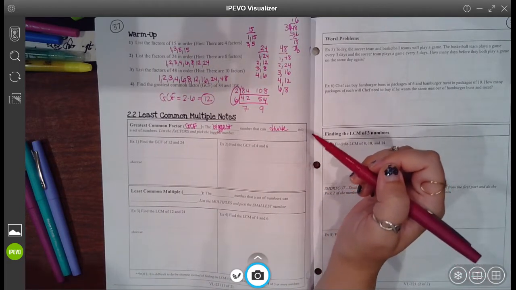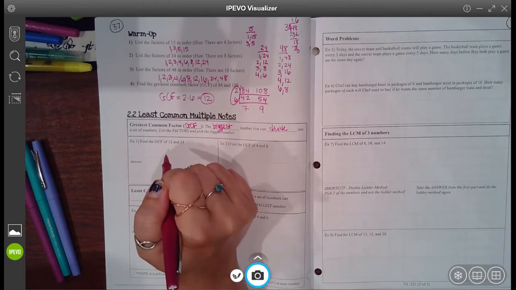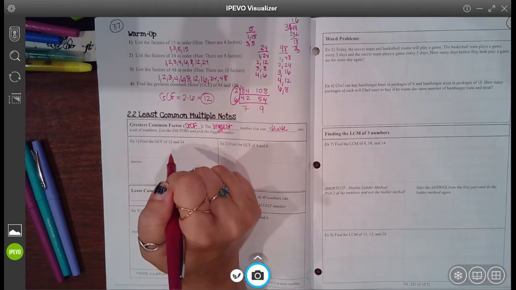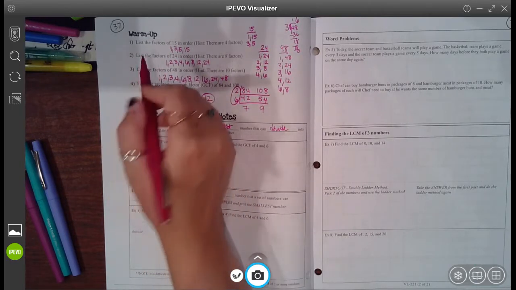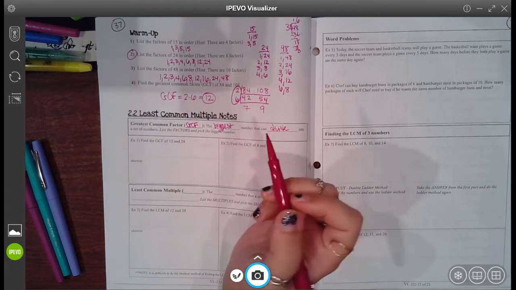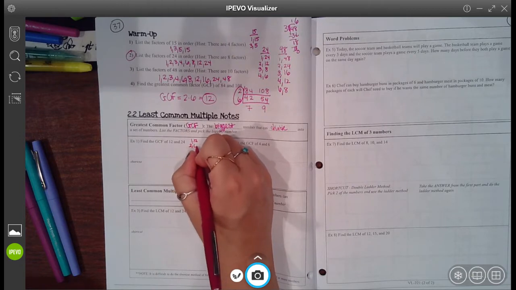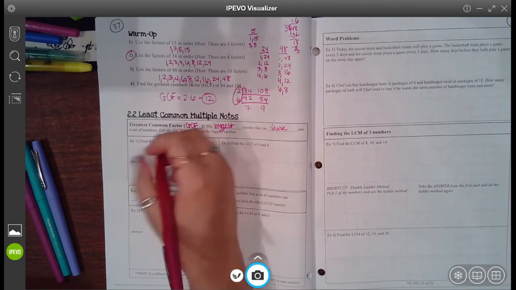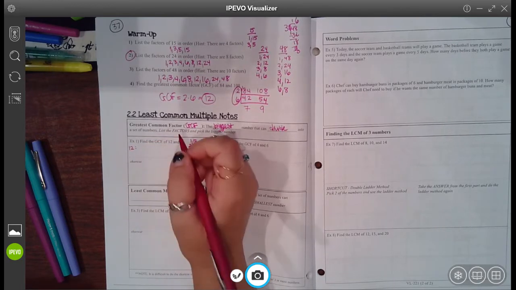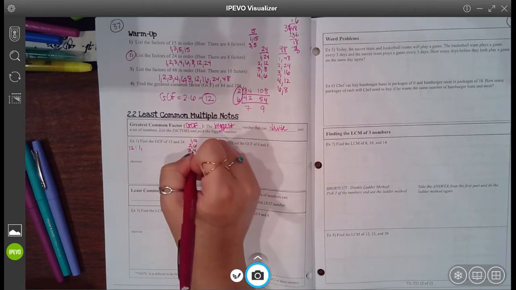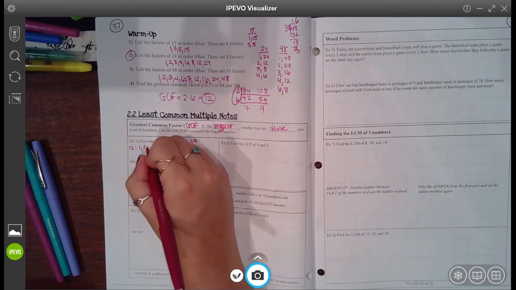Okay, so for these, let's list all the factors of 12 and 24. Well, we already did 24 up here, so now let's do 12. That's 1 times 12, 2 times 6, 3 times 4, 4 is already used, so that's all of them. So 12 is 1, 2, 3, 4, 6, 12.